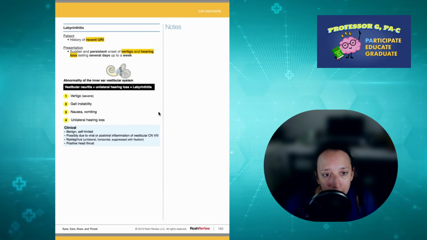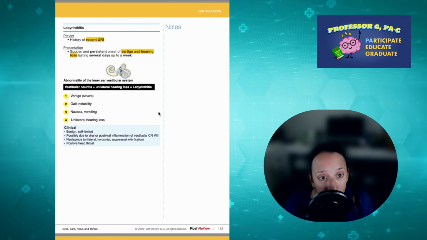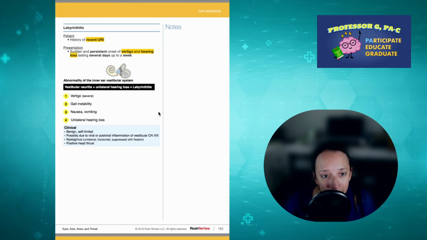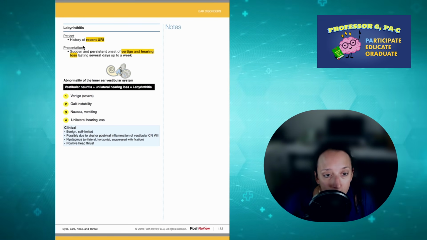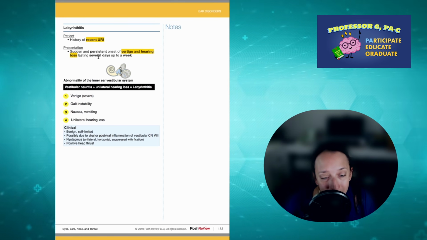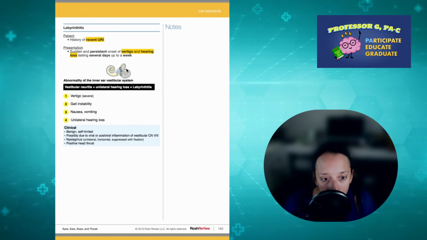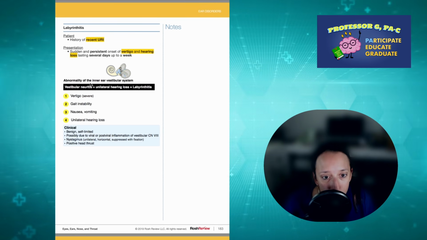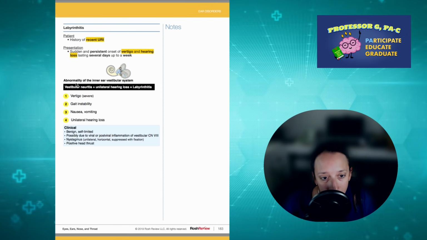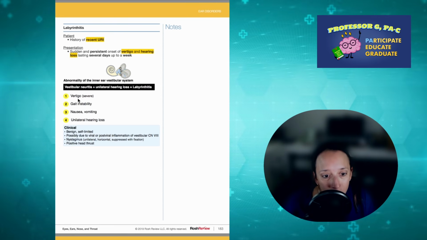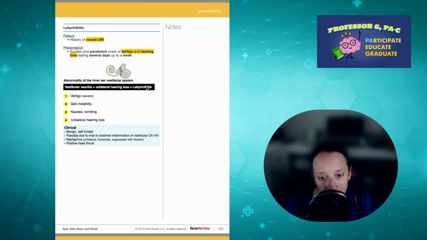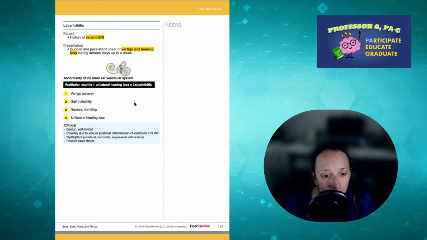Labyrinthitis is a history. Usually we'll have a history of recent URI. You'll get continuous, persistent vertigo, and in labyrinthitis, you'll also have hearing loss. And this can last from several days to up to a week, and it can be very, very debilitating. If we have vestibular neuritis, it'll be all of the above without the hearing loss. So vestibular neuritis is vertigo, gait instability, nausea, and vomiting. If we have the hearing loss, it is considered labyrinthitis. So that's the difference between the two.